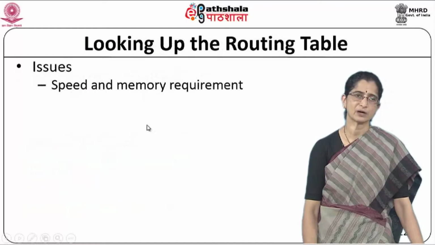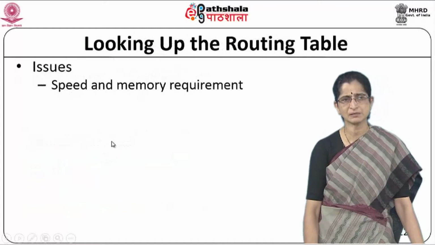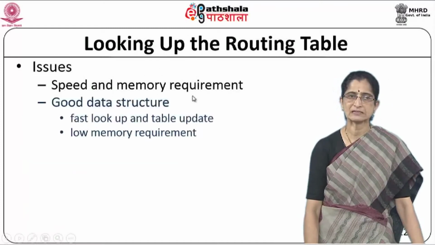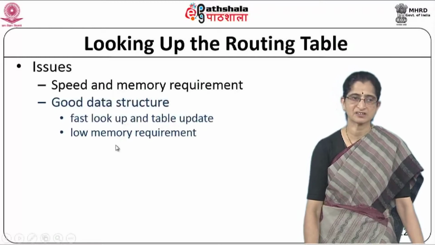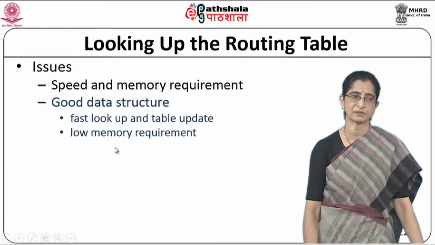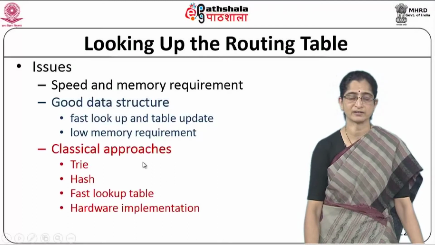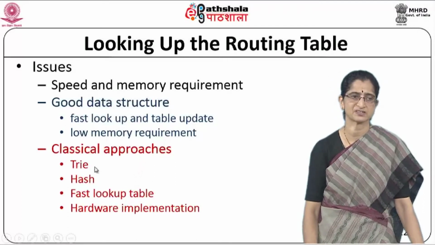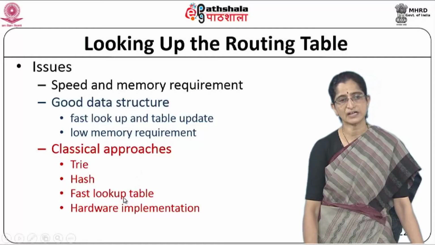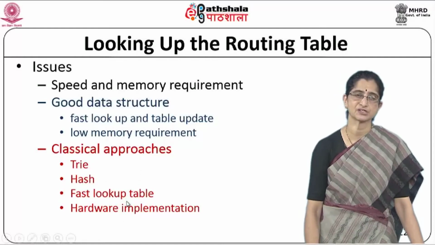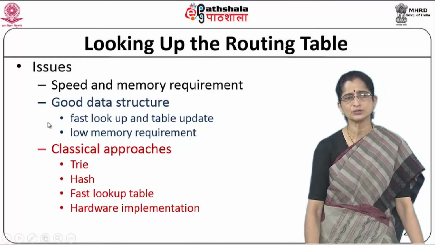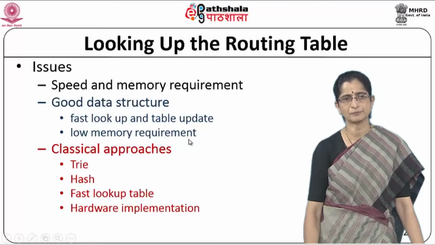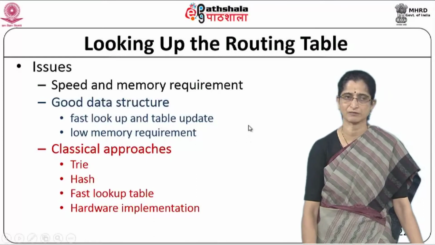When you look at the routing table to do this forwarding, there are some issues that are normally considered: speed, memory requirement, what kind of data structures are used, how fast the lookup has to take place, how much memory is required, and so on. There are different approaches used for this. You use different data structures such as trie, hash, and fast lookup tables, and some hardware implementations are also used. This is basically an overview of how the routing issues have to be handled.